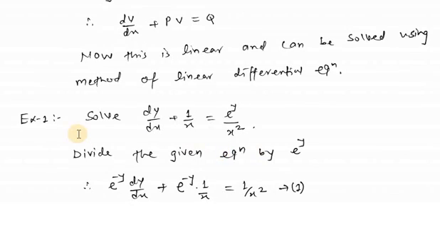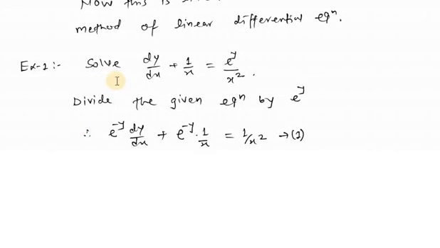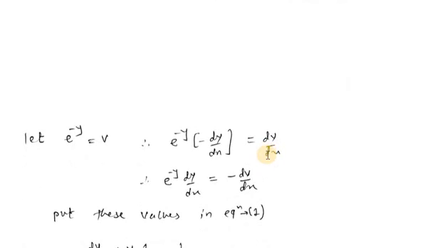Now we will take one example, that is example number 1. We have to solve this differential equation, that is dy by dx plus 1 over x equals e raised to y over x square. So first of all, we will divide the given equation by e raised to y. So it will become e raised to minus y dy by dx plus e raised to minus y into 1 upon x equals e raised to y will cancel out, it will become 1 over x square, right? Now let e raised to minus y equals v.